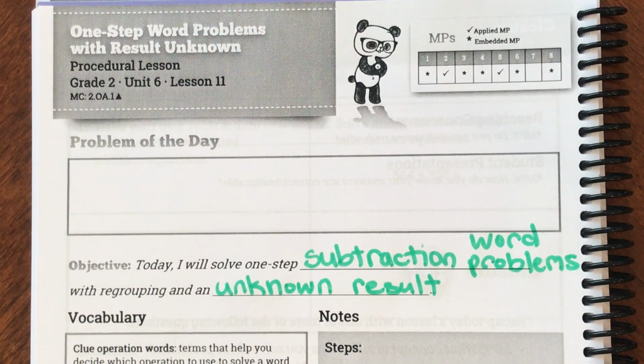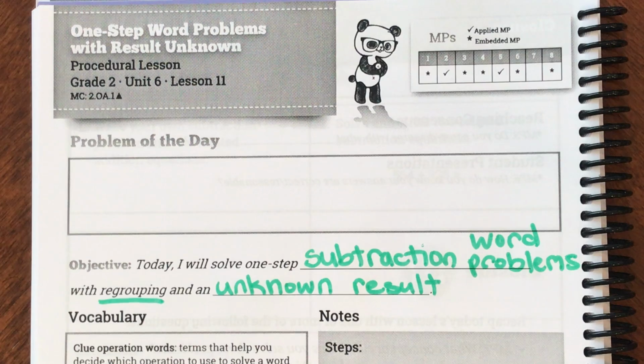But today I will solve one step. One step means that we're just going to do one operation. And because they tell us it's subtraction, we know we're going to do one subtraction problem. They're word problems, so story problems, with regrouping. Remember, regrouping is when we're going to have to go to the place value above us and decompose that number and regroup it. Okay, and then we have an unknown result. So an unknown result would be an answer.